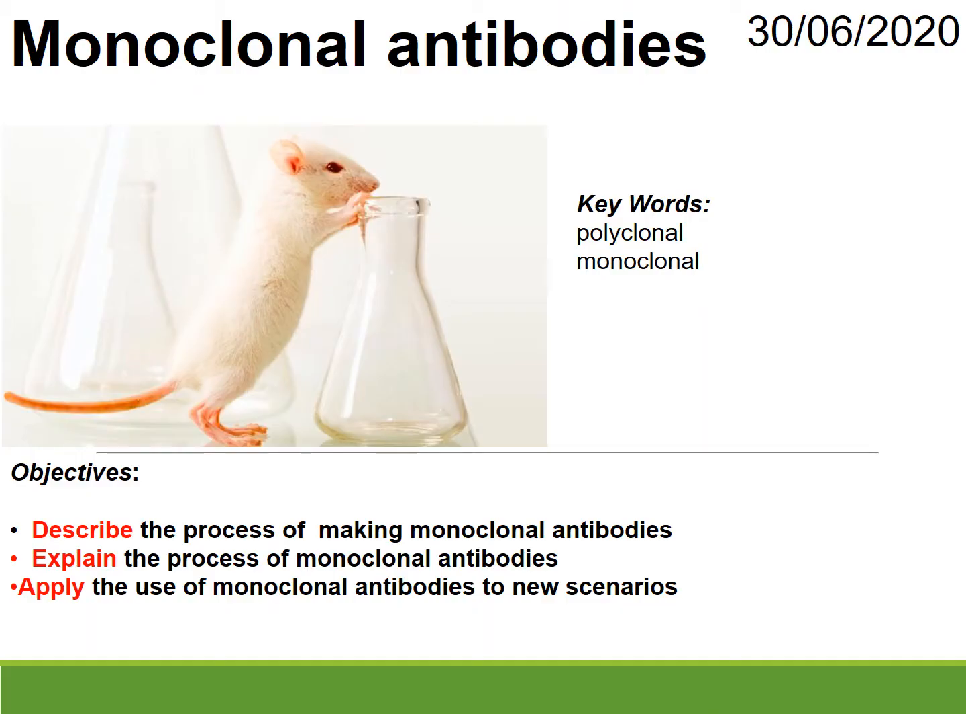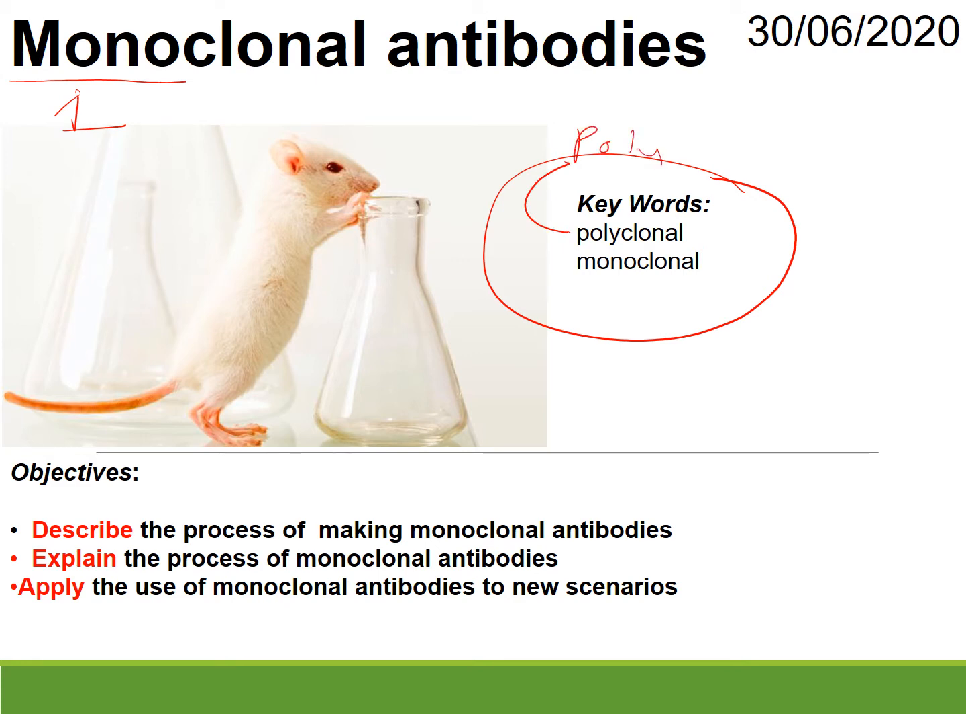So let's start with a little bit of language. We're going to be looking at monoclonal. We've got two key words here just to learn. The word mono means one, okay? The word poly means many. And we know that from polygons being many-sided shapes. And this always leads me to talk about the game Monopoly. So that is one, many, that's what they mean.